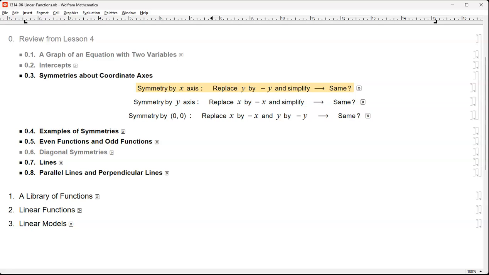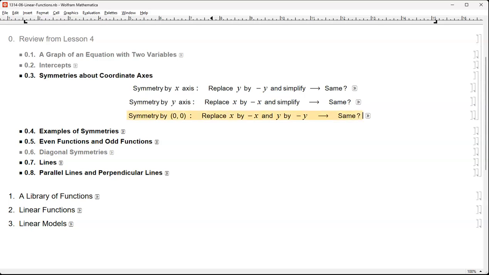That's a problem. Symmetry by y-axis. Replace x by negative x and simplify. Do we get the same thing? And then symmetry by the origin. Substitute x by negative x and y by negative y, both of them, and then simplify. Are they the same? Well, if the answer to those questions is yes, then we have the corresponding symmetry.